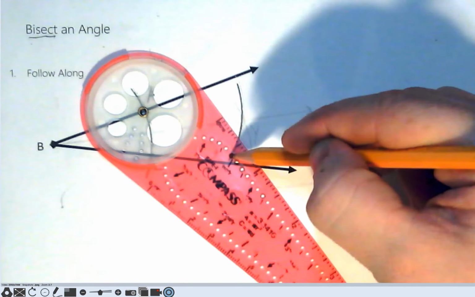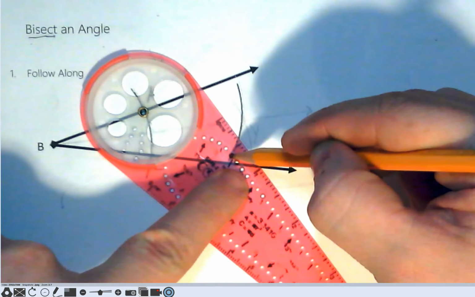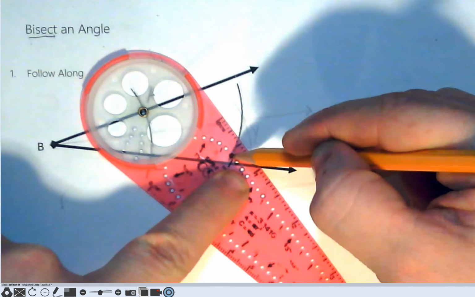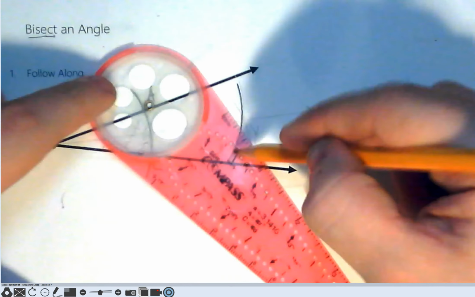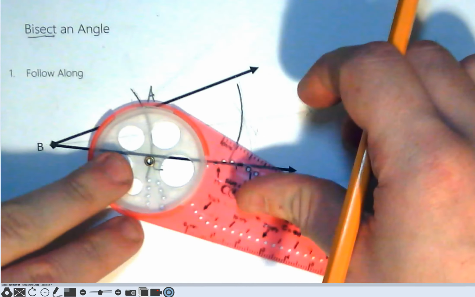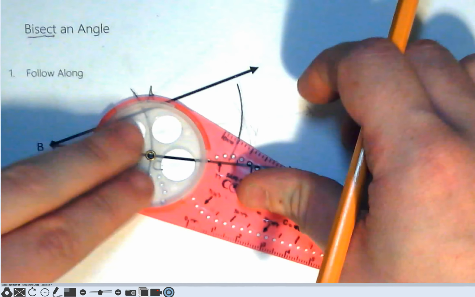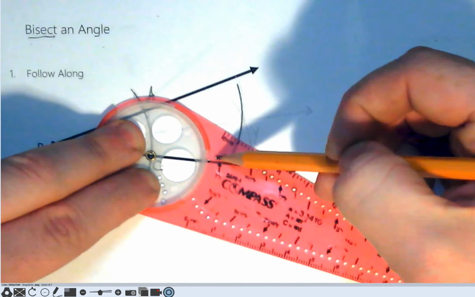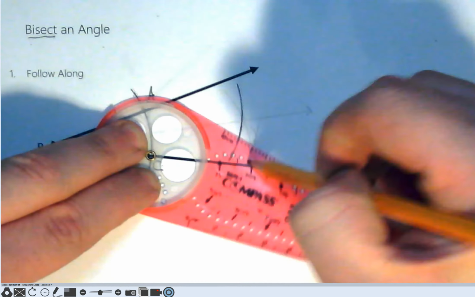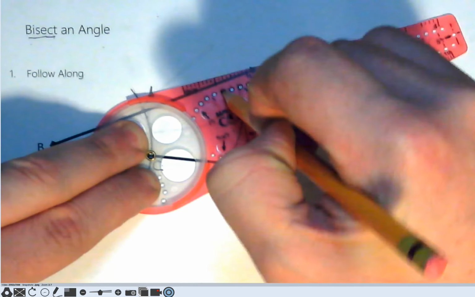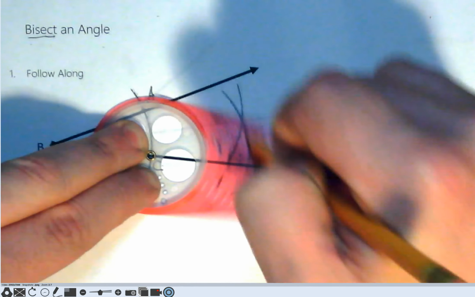Then we have to keep in mind the same hole that we just used. I am using the 6th hole out, so I'm going to keep that in mind. I'm going to take my compass center and put it down on C. Now I'm going to find that 6th hole again: 1, 2, 3, 4, 5, 6. And then I'm going to draw an arc going this way again inside of that angle.